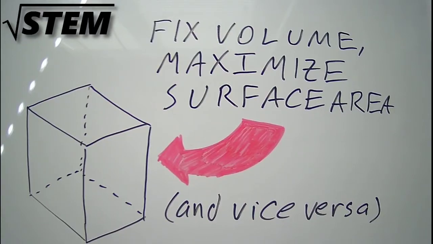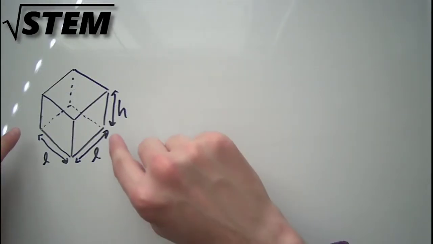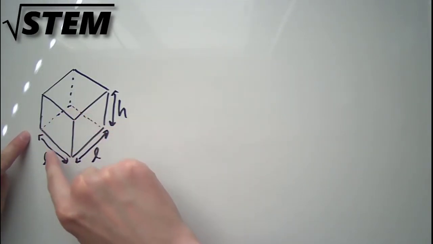Hi, this is Austin with Radical STEM Tutoring, and today we're going to do some Calculus 1 optimization on geometric objects. Let's get started. So for this problem, we're going to look at a box with a square base.